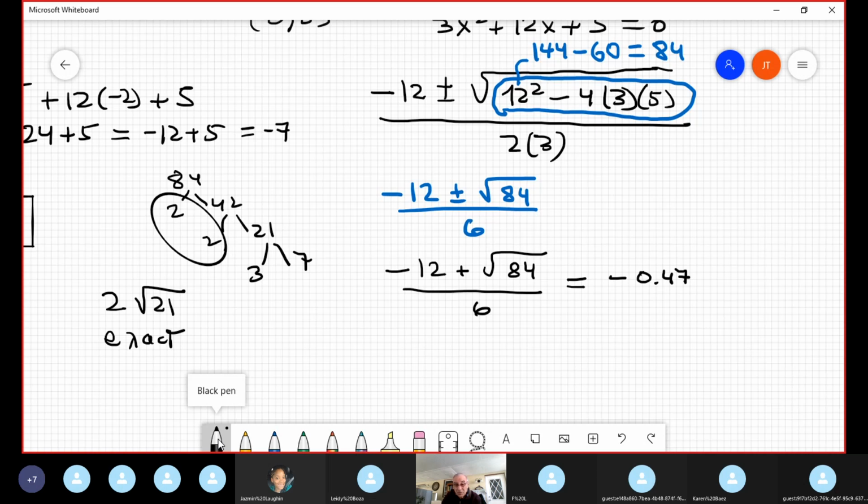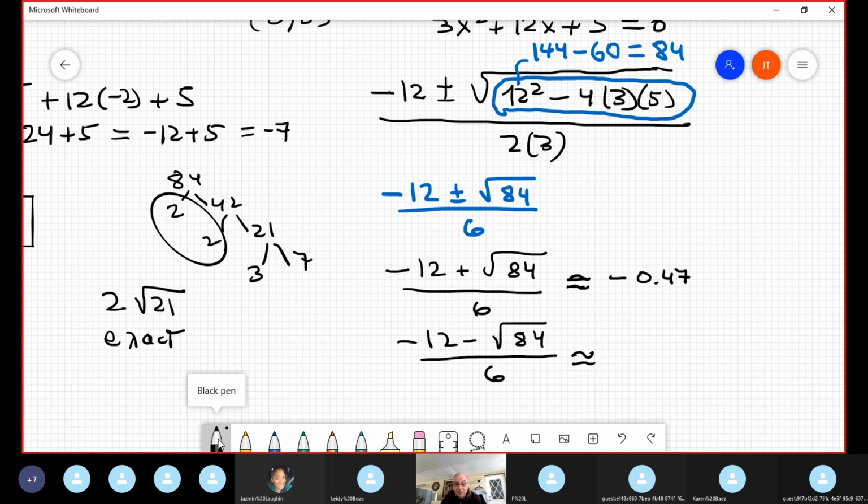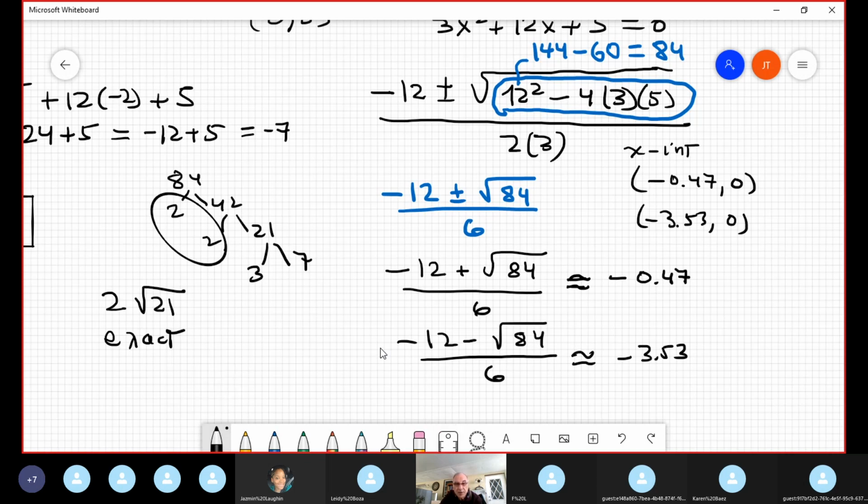So irrational number we can write. If you want to do the graph, it's much better using the decimal approximation. You put in my calculator and that's it. The -12 minus square root 84 divided by 6. The decimal approximation is -3.53. Entonces we have two x-intercepts. The x-intercepts of our parabola are the points -0.47, 0 and -3.53, 0.